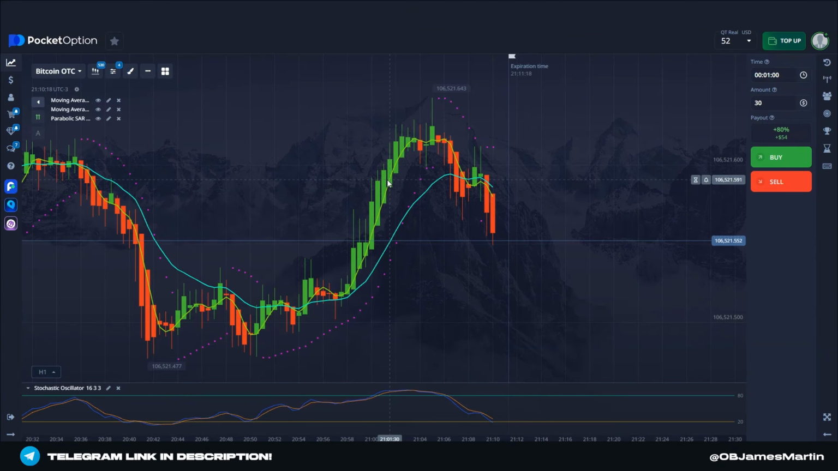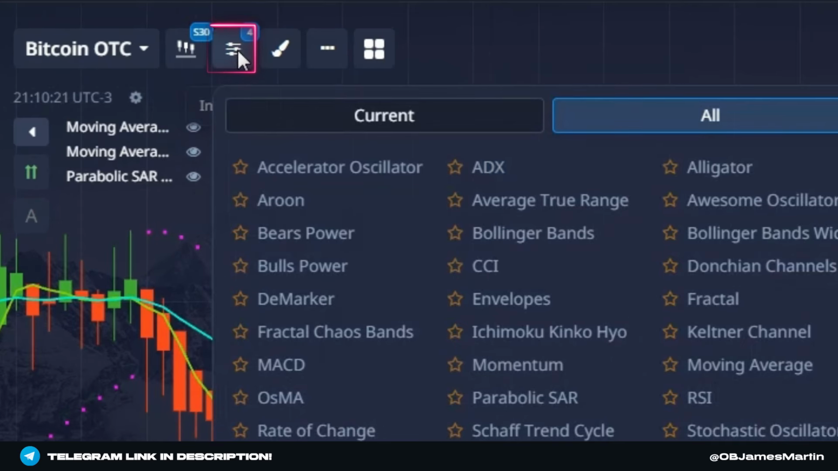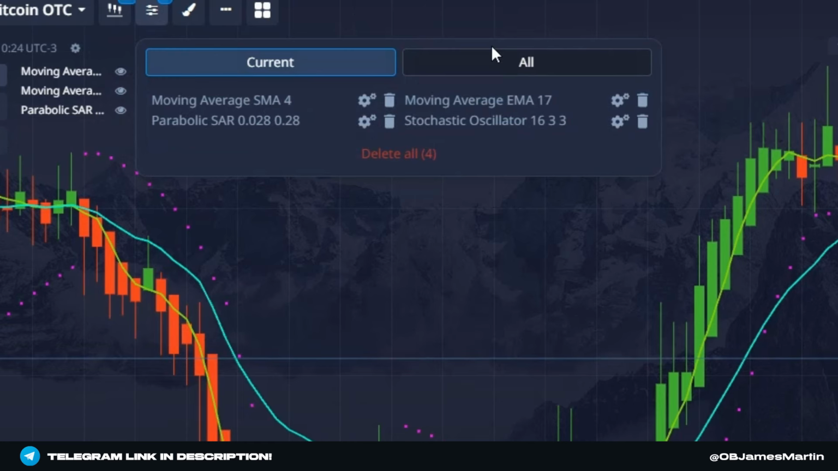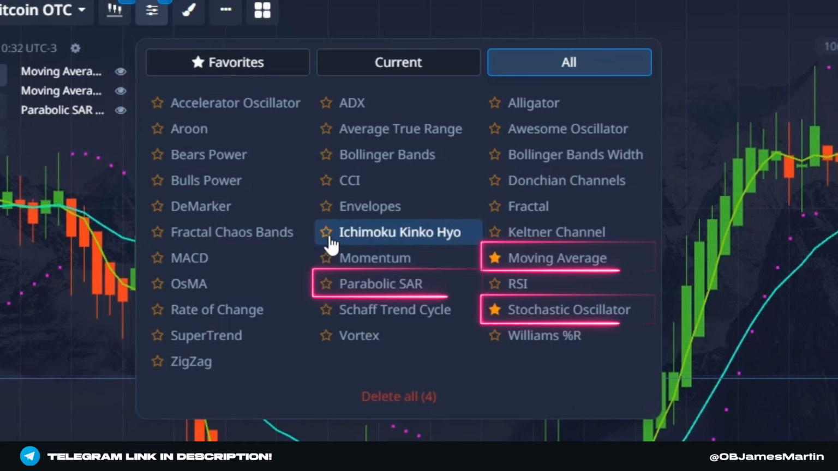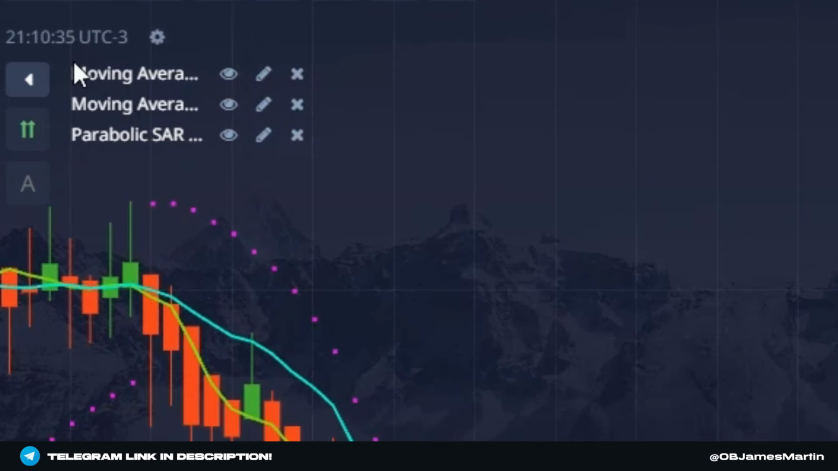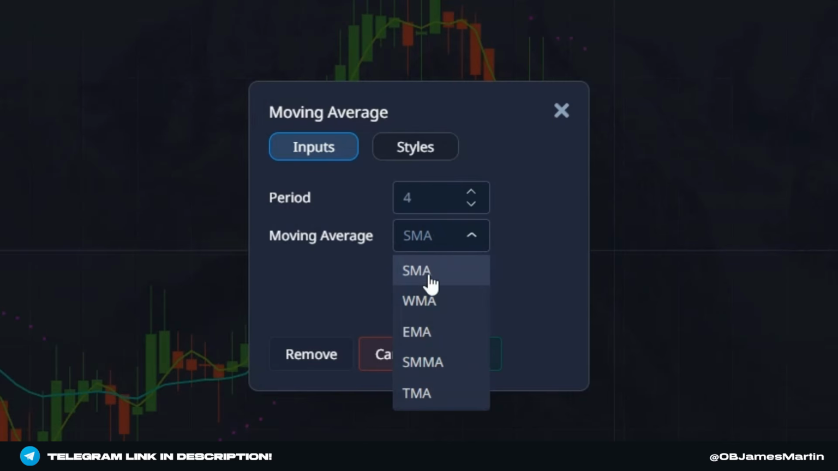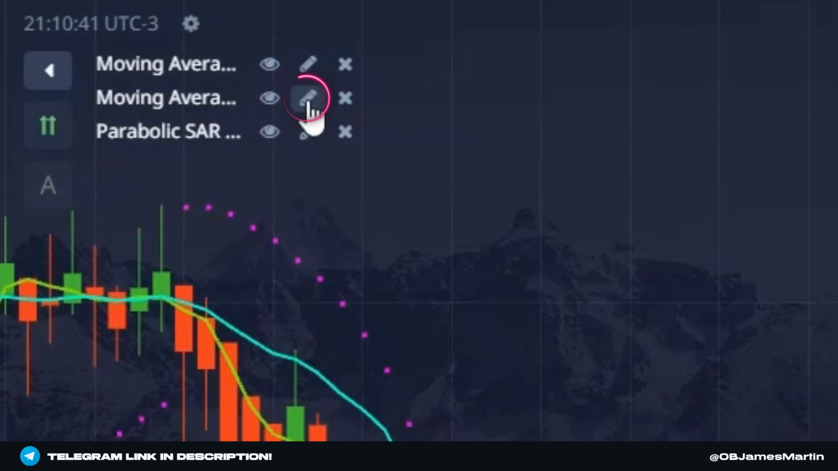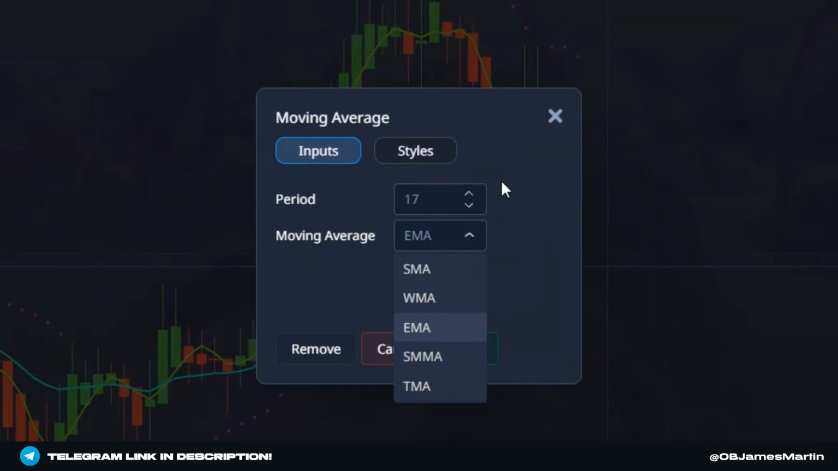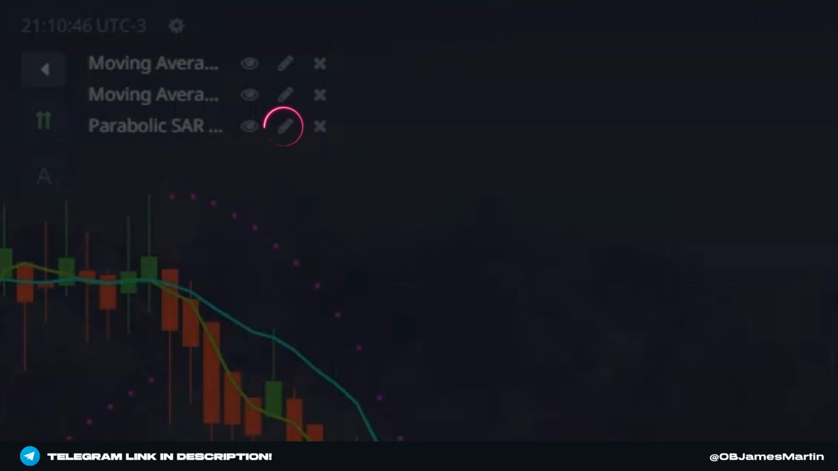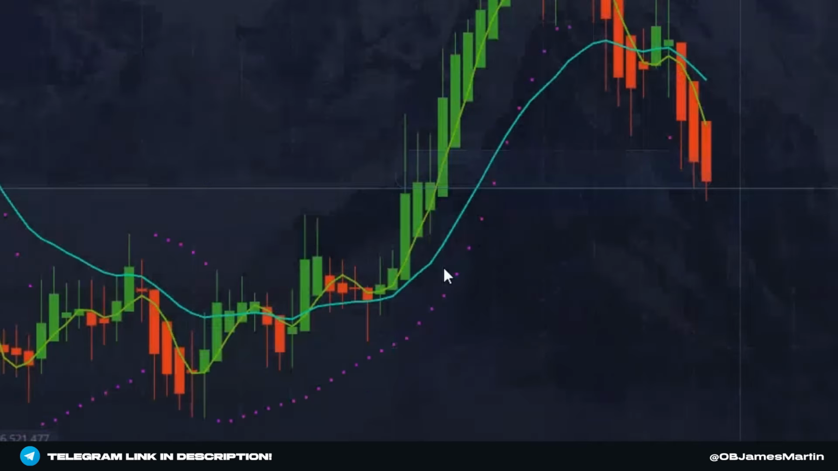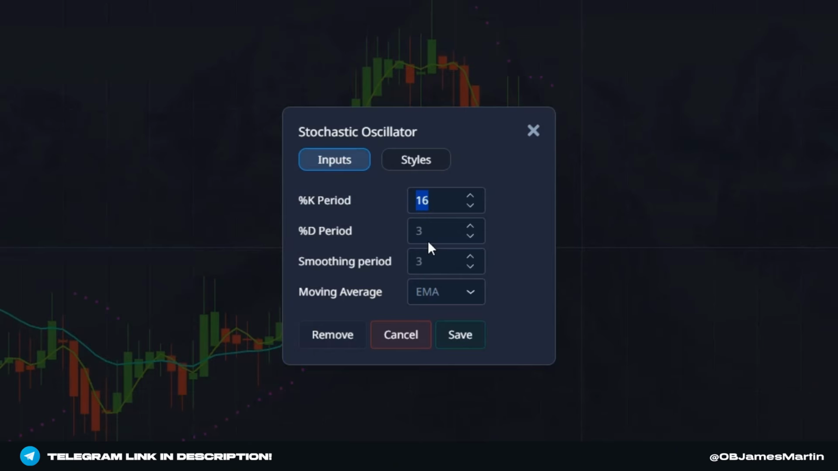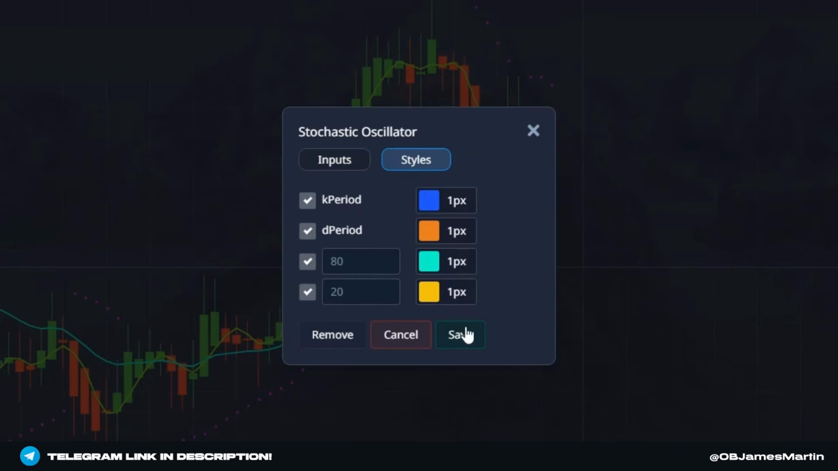You won't miss it. Guys, today we're going to use 4 indicators: moving average, Stochastic Oscillator and Parabolic SAR. Let's set up the first simple moving average with a period of 4, and the color is up to you. For the second one, 17, same style. Parabolic SAR, we're going to use 0.028 and 0.28, in pink. And 16, 3, 3 and EMA for the Stochastic Oscillator, in the full color.